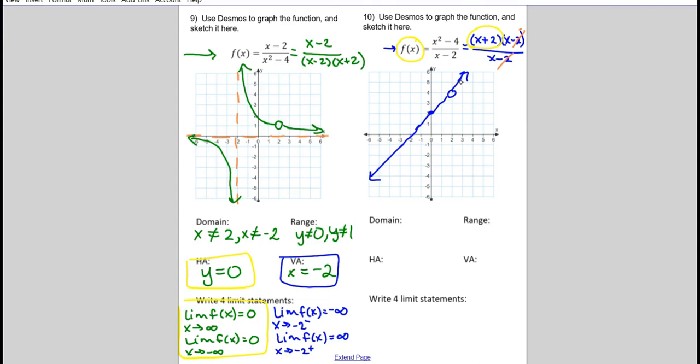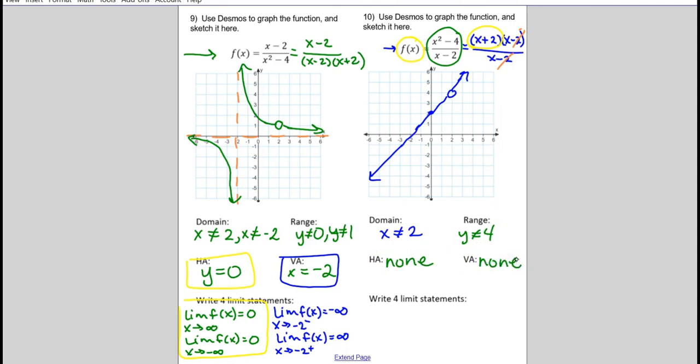So the domain would be all real numbers except 2. When you look at the function, you know that 2 makes the denominator 0, so that's how you can get that domain. And if you do have the hole in the graph, then you see that the range is all y values except 4. And then the horizontal asymptote, well, there is none. The vertical asymptote, there is none.